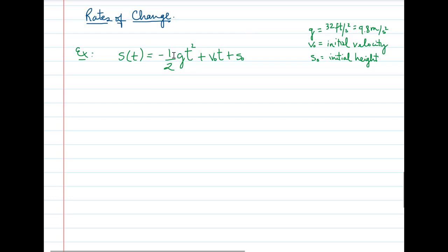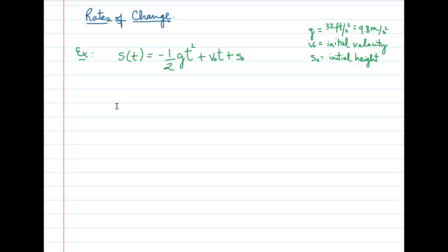Now, for our purposes, since we're dealing with gravity here on Earth, this g is going to be a constant. It's going to be 32 feet per second squared or 9.8 meters per second squared, depending on what units you're going to be using. But typically, we use feet per second squared. So if you plug that in, you can simplify this further. And v sub 0 or v null is the initial velocity of the object at the time of departure, and s sub 0 is the initial height of the object right before it moves.